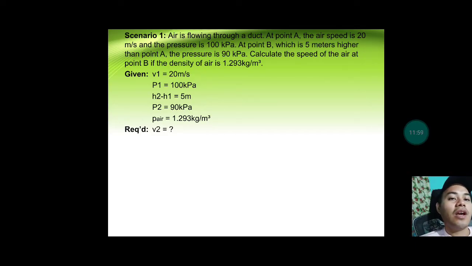meter. So the given, we have velocity 1, which is 20 meters per second, pressure 1 of 100 kilopascals, the height of point B minus the height of point A is equal to 5 meters, pressure 2 of 90 kilopascals, and the density of air, which is 1.293 kilograms per cubic meter. So the required is the velocity 2.